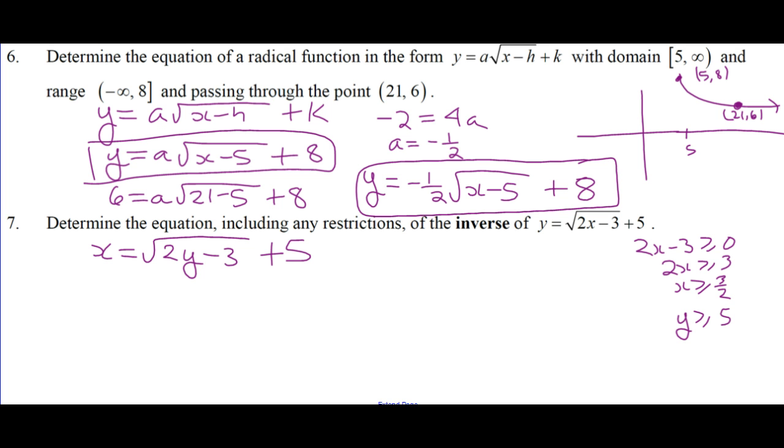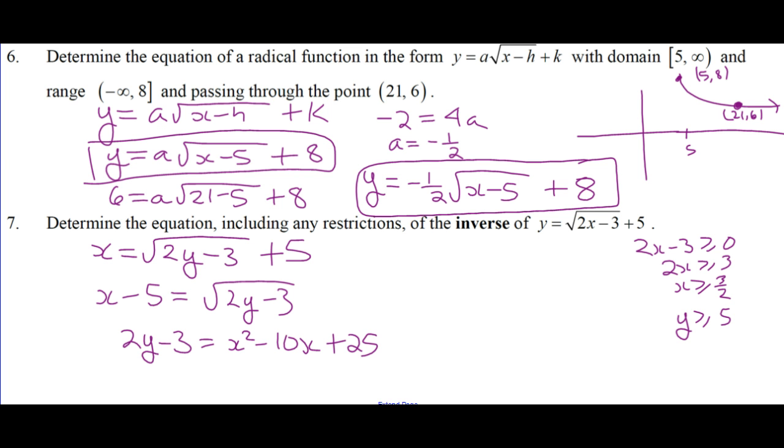Anyway, so, okay, now what? Subtract 5 from both sides. Now what? Got to get y by itself, right? What do we do? Square both sides. I'm going to flip them while I do that. So 2y minus 3 is going to be x squared minus 10x plus 25. Now what? Add 3. So 2y is equal to x squared minus 10x plus 28.